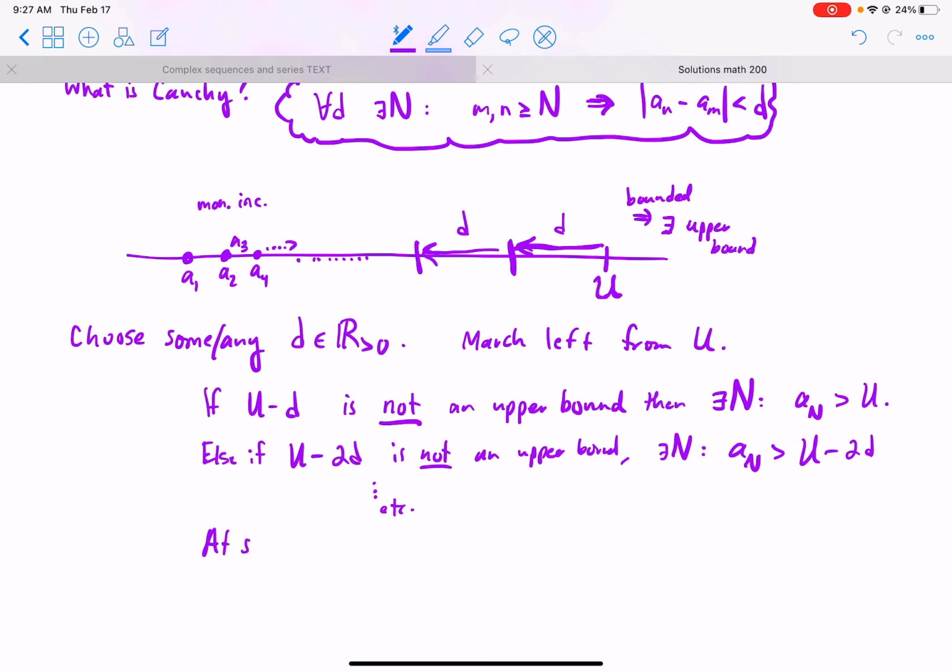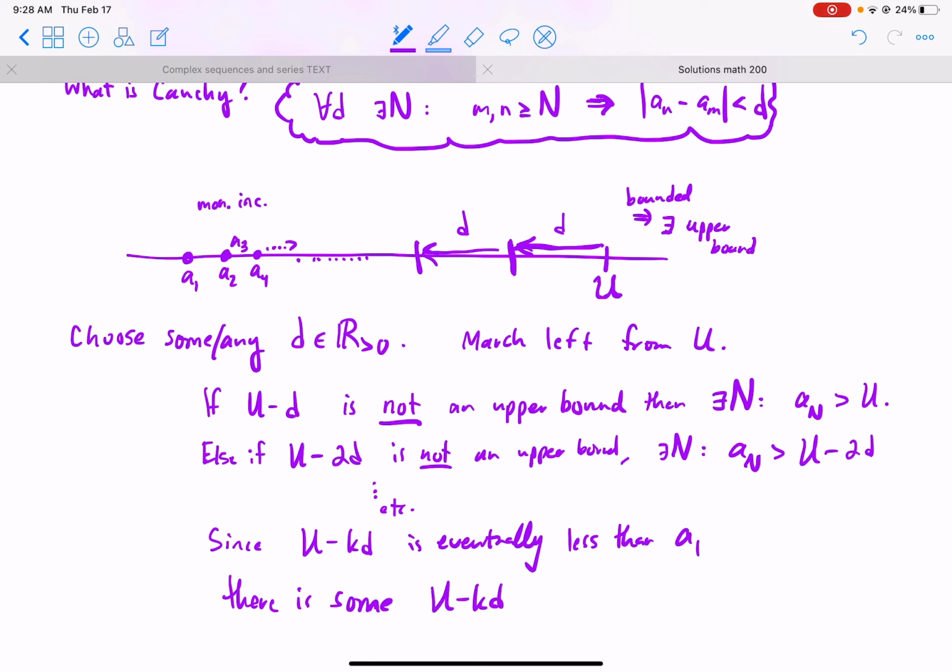At some point, at some u minus kd, since u minus kd, k being some integer, like some number of steps going to the left, is eventually less than a1, there is some u minus kd which fails to be an upper bound.